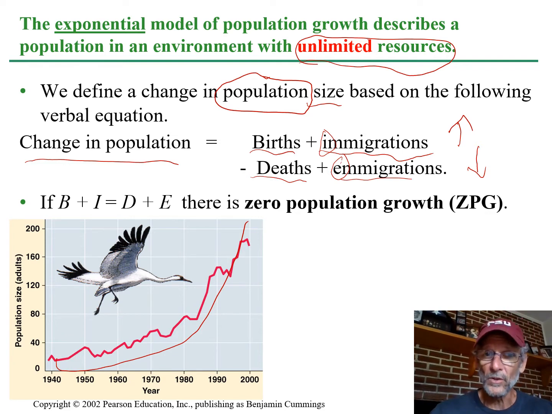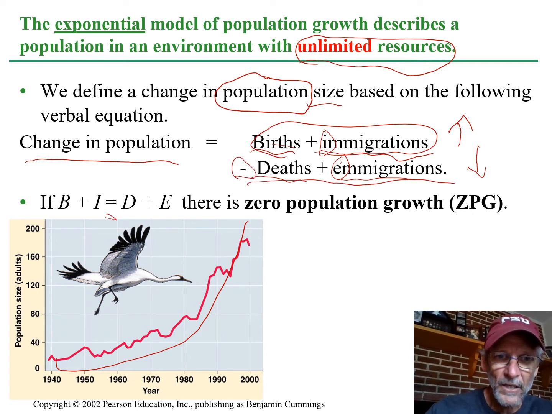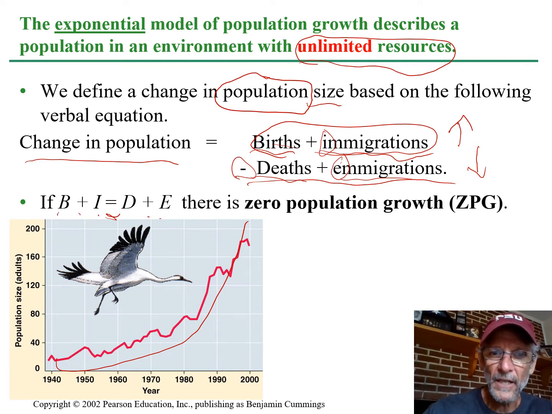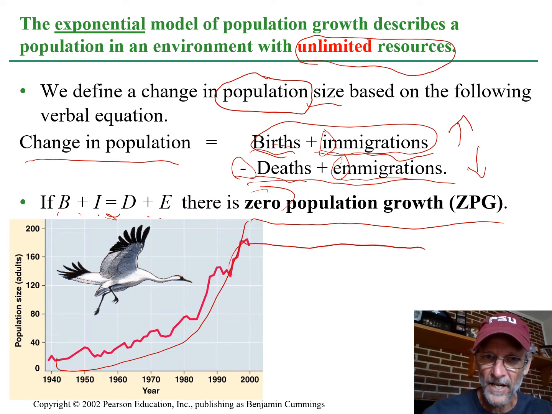That's pretty simple, right? Change in population is the things that cause it to go up minus the things that cause it to go down. And if those are equal, births plus immigration, deaths plus emigration, then we're at that stage we call zero population growth. Not zero population, but zero population growth, meaning it's going to flatline, stay the same.